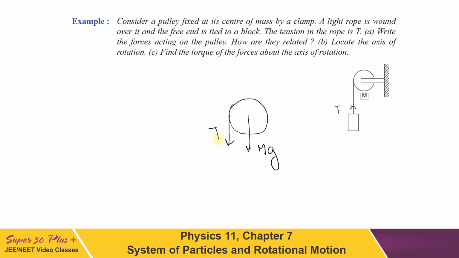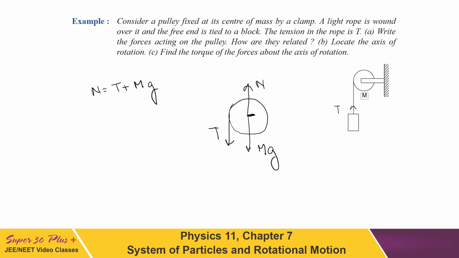Now, in which direction this normal has to be? Because tension and mg both are acting in downward direction, so of course normal has to be in upward direction. And then we can write N equal to T plus mg. Since center of mass of pulley is at rest, we have to write net force to be 0 for the pulley.